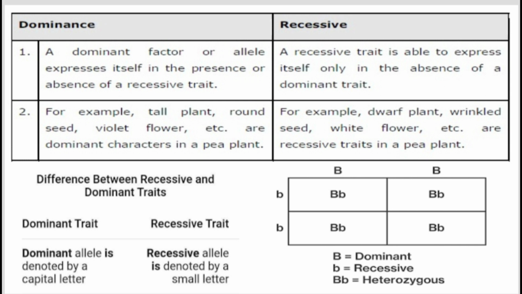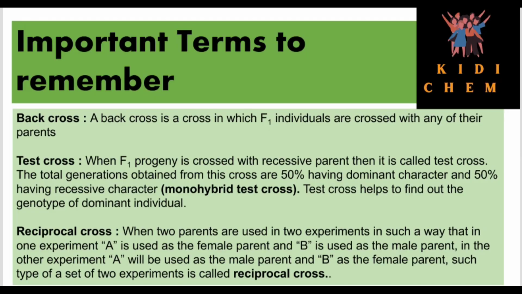The major difference is that dominant alleles are denoted by a capital letter when we are going to do any type of experiment over dominant and recessive. And recessive alleles are denoted by a small letter. You can see that capital B is a dominant trait, small b is recessive, and capital B and small b will be heterozygous. So in my previous video, I have explained about homozygous, heterozygous and hemizygous.